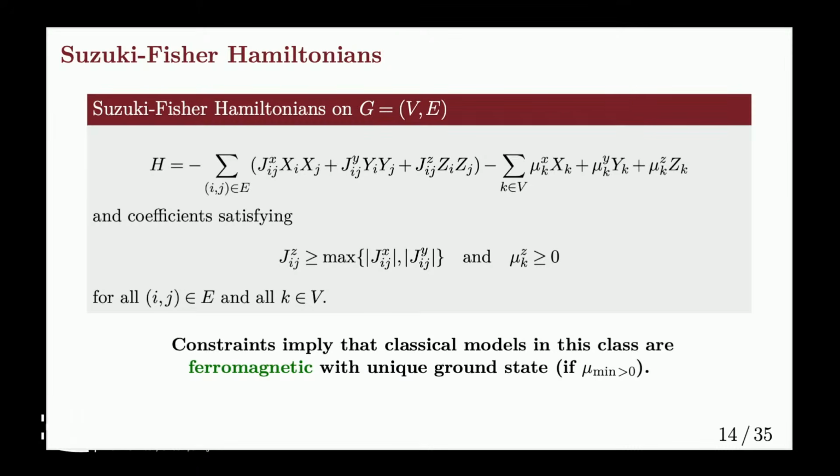And just kind of a sanity check for these conditions is, if I look at what are the classical models that are included in this class, they're all ferromagnetic with unique ground state. So in particular, when there's no x and y terms in either the 2-local or 1-local terms, you get classical ferromagnets, which have alignment favoring and spectral gap. So it's kind of minimum requirements to say anything about these models.